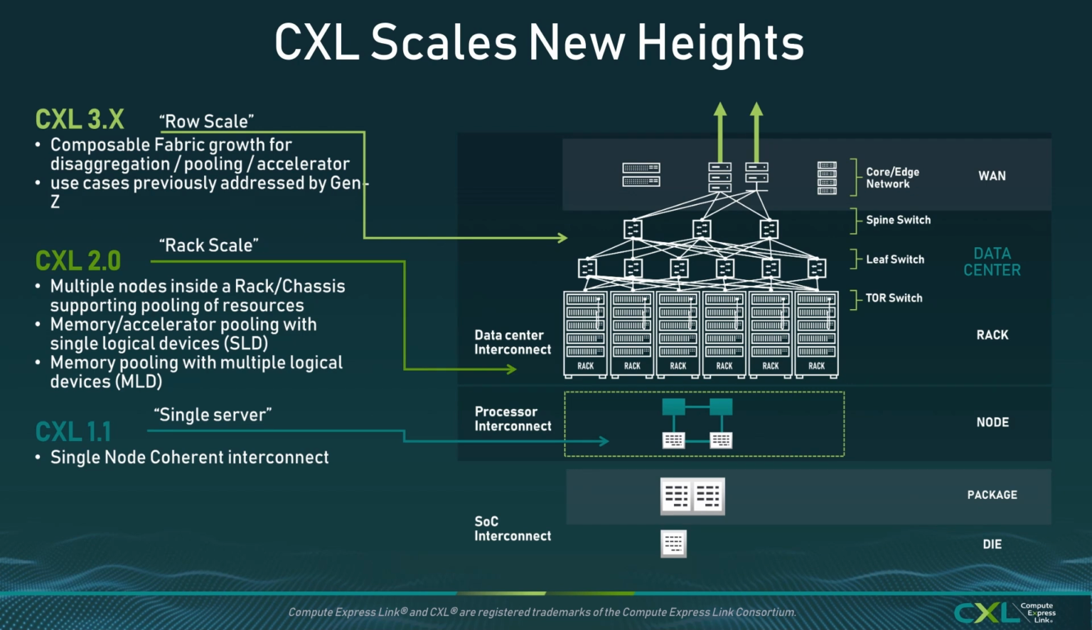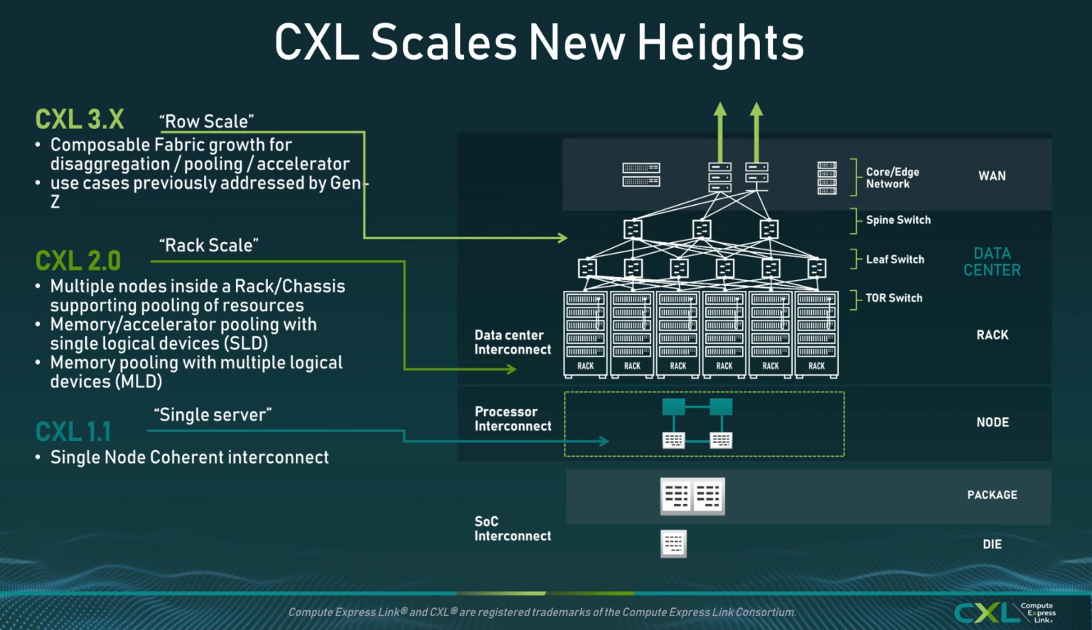From that, CXL 2.0 added some pooling capabilities, so we expanded to maybe a rack level. If you look at the picture on the right side, in the beginning we were at just a server, then we got into rack, and with some of the technologies like Gen-Z, they were trying to go far beyond that.